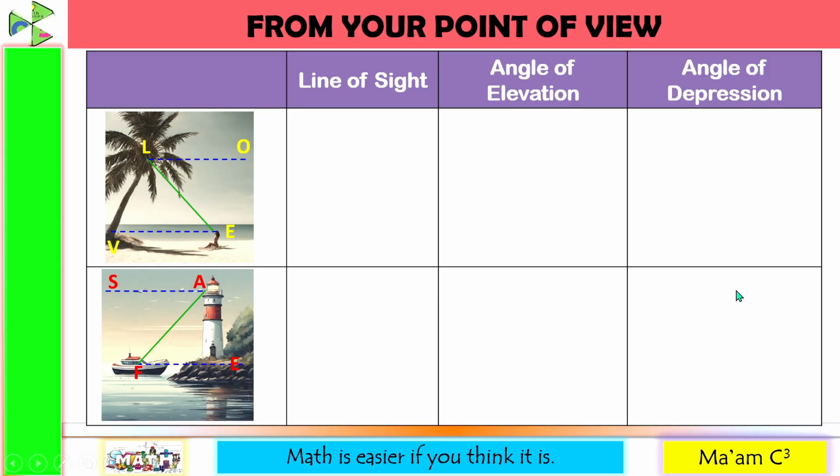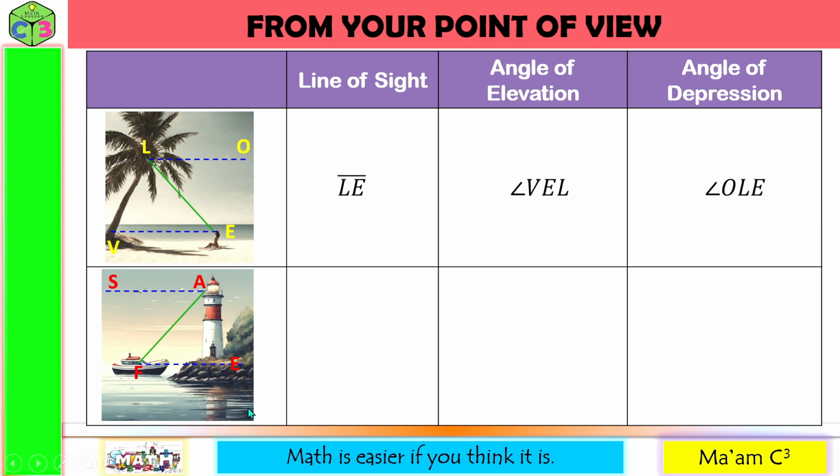This time, we're going to determine the line of sight, angle of elevation, and angle of depression. In this picture, the line of sight is line segment LE or EL. For the angle of elevation, this is the line of sight. It should be above the horizontal line. So the angle is angle LEV or angle VEL. Angle of depression, the line of sight should be below the horizontal line. So it is angle ELO or angle OLE.